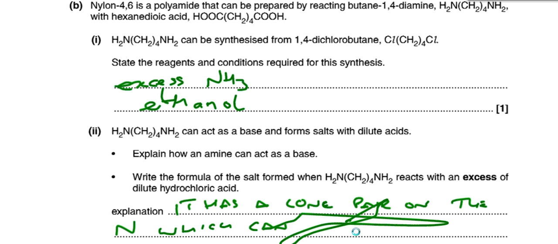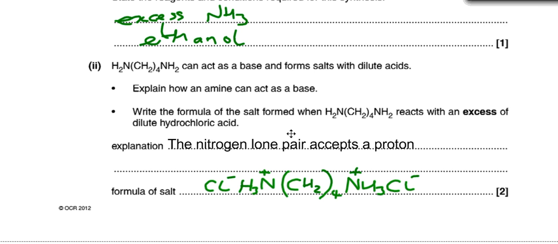It can accept a proton, and I think you might just have to take that without me writing it down. So it has a lone pair on the nitrogen which can accept a proton. It's all gone pear-shaped here for mine. For this final bit then, to avoid disaster, we've got the nitrogen lone pair accepts a proton. Gave up on the pen there, and I had to write this one in first.